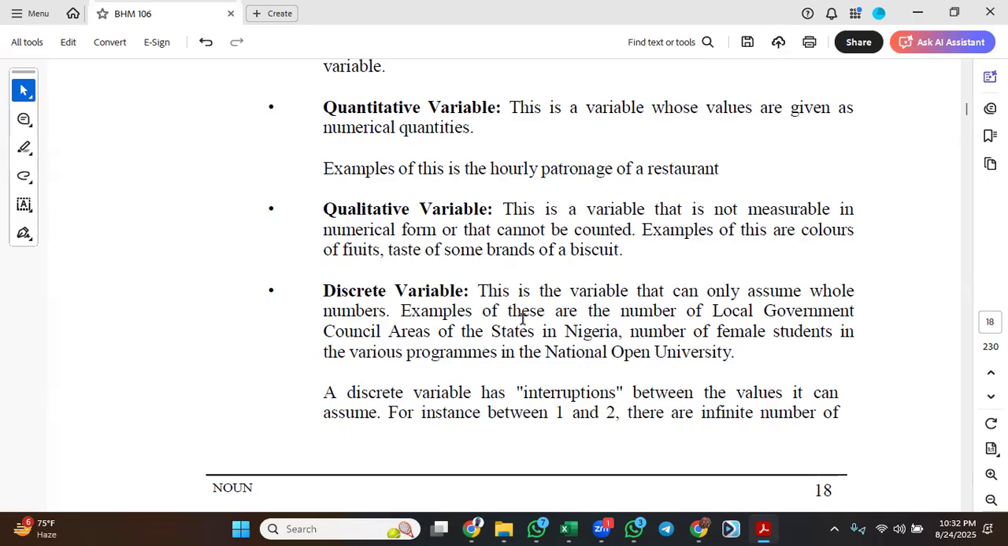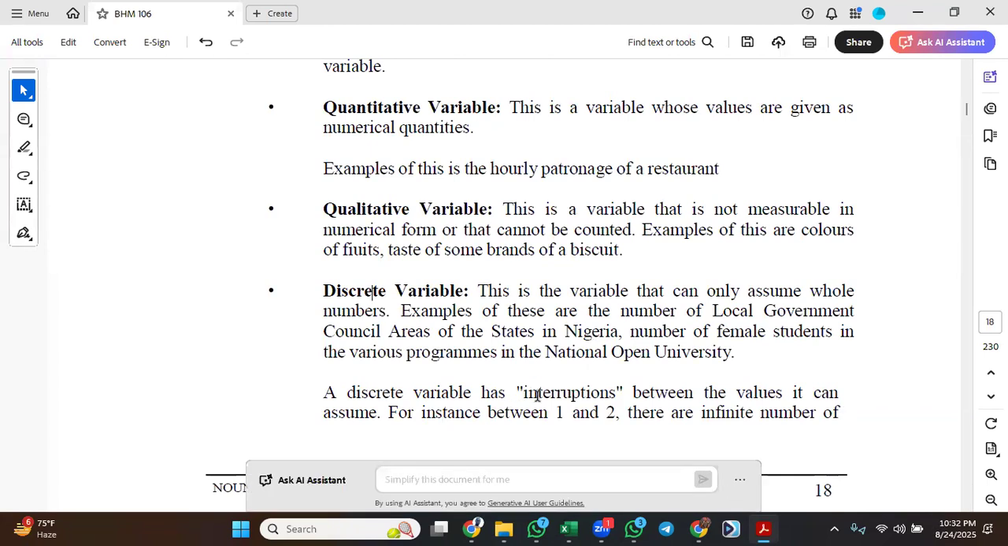Examples of discrete variables are the number of local government council areas of a state in Nigeria, and the number of female students in the various programs in our school, National Open University. When you see this kind of example and they ask what type of variable it falls under, don't forget discrete. Once your variable only results in whole numbers, like feasible things that we can count, not something that can assume half or quarter or any division, those are discrete variables.